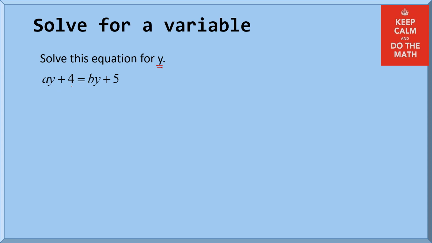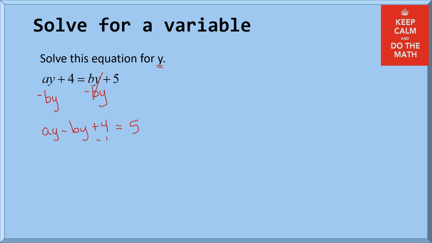equal sign. So what I'm going to start with is I'm going to take this term that has a y in it. So I'm going to subtract by. That becomes 0. And I'm going to bring it over to the left side. So now what I have is ay minus by equals, plus 4 equals 5. So now I have both y's on the same side.